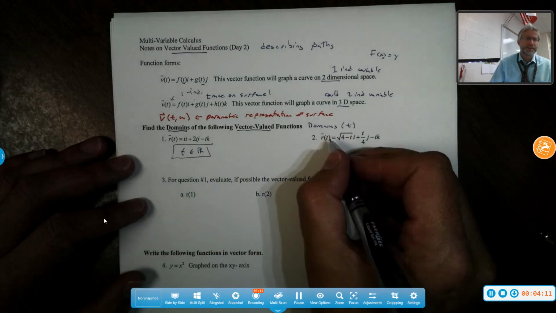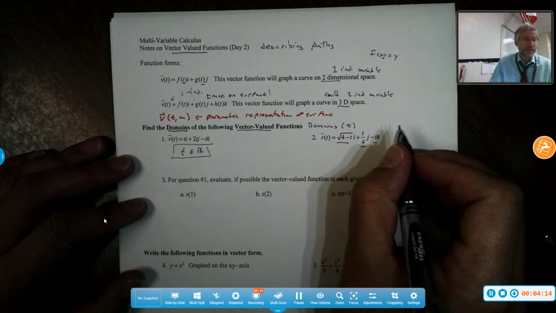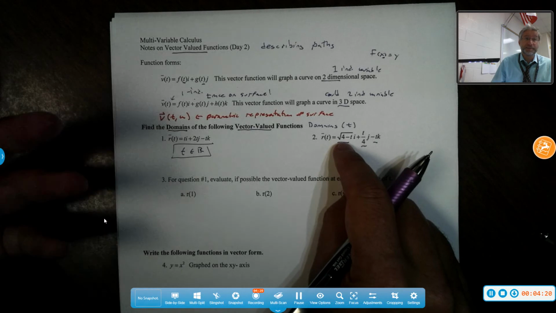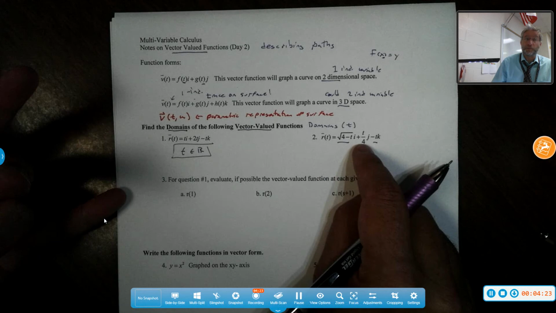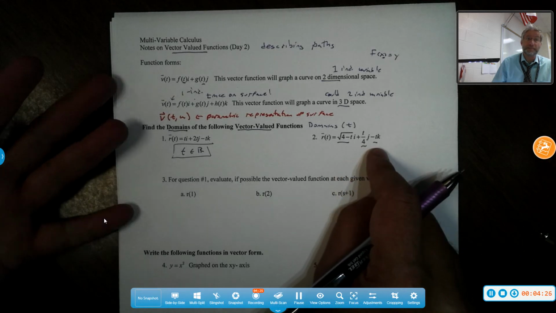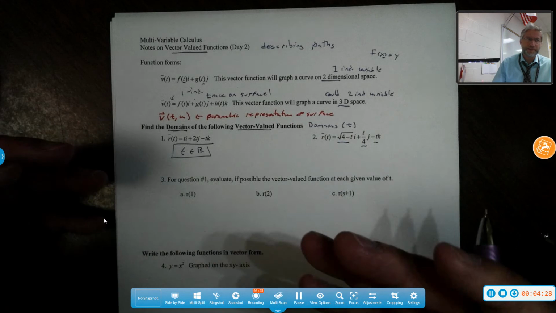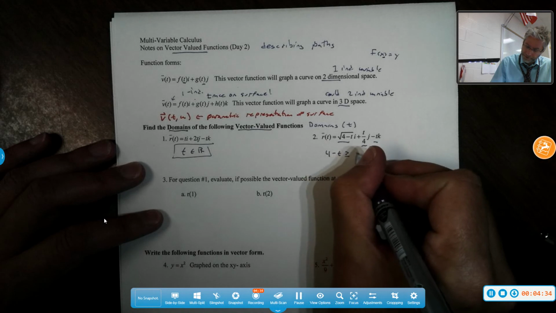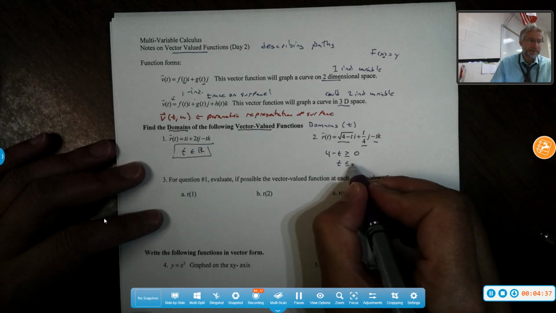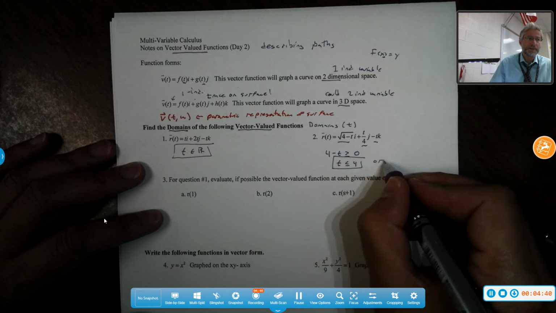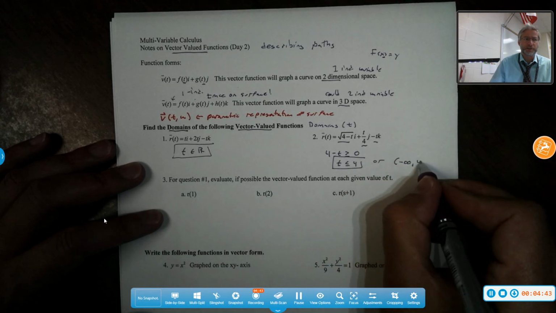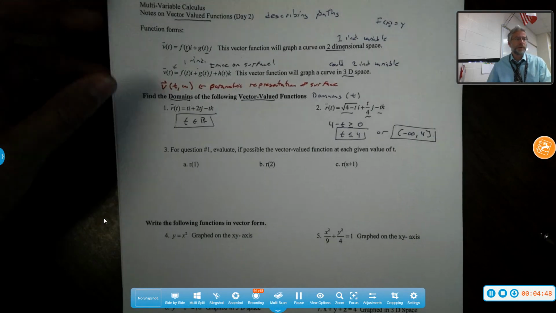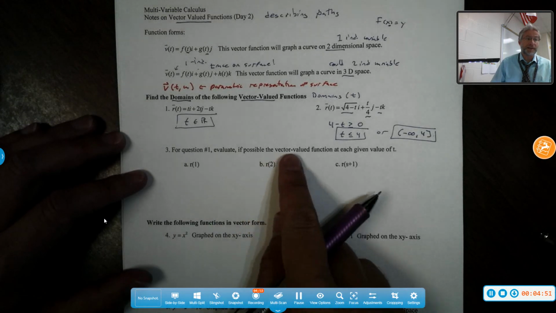Look at number 2. Same idea. Well, I have a few more restrictions. For the x component, we have the square root of 4 minus t. For the y component, we have t over 4, and for the z component, we have negative t. Which one of these is the most restrictive? Of course, it's the square root of 4 minus t. So we know that 4 minus t has to be greater than or equal to 0, or t is less than or equal to 4. You can write it this way, or you can even use our old interval notation, where 4 is a hard bracket, like so. For question 1, we want to evaluate, if possible, the vector-valued function.